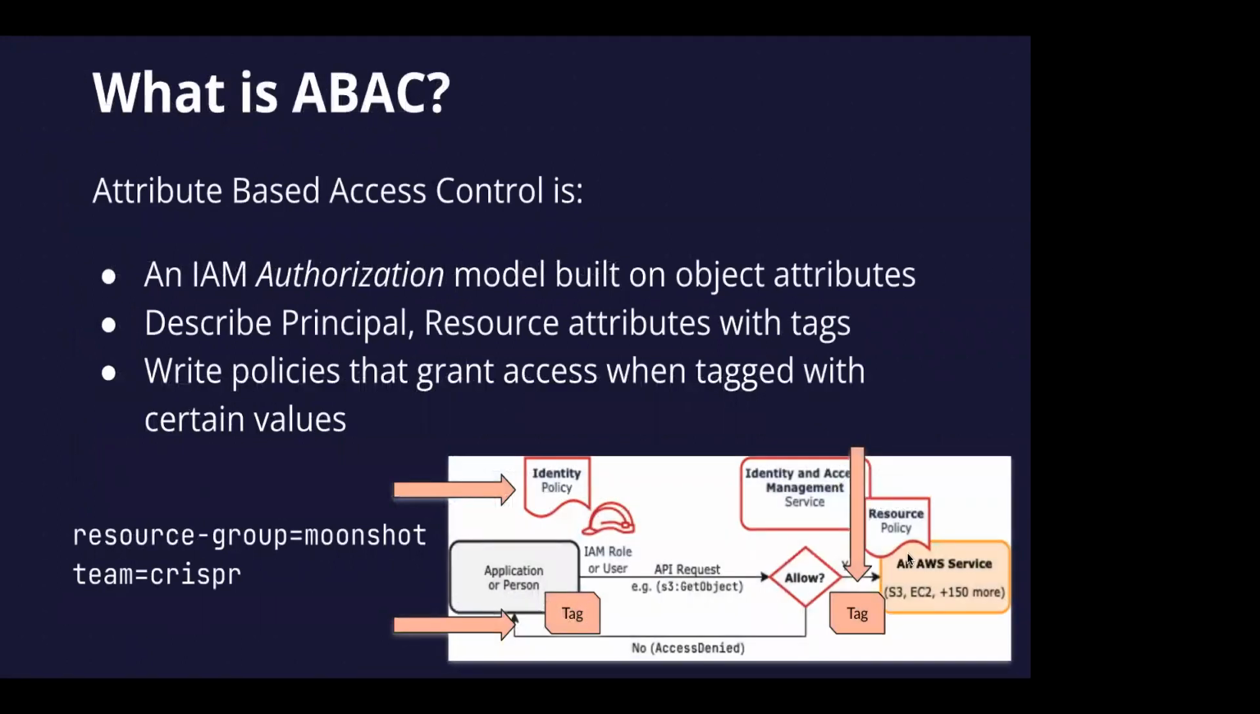So what is ABAC? Attribute-based access control is an authorization model built on object attributes, where you describe what your principal and resource are with tags, and then you write policies that grant or deny access when tagged with certain values. So you might build your ABAC model around a tag named resource group, and one of the values of that resource group might be moonshot, or it might be apple.